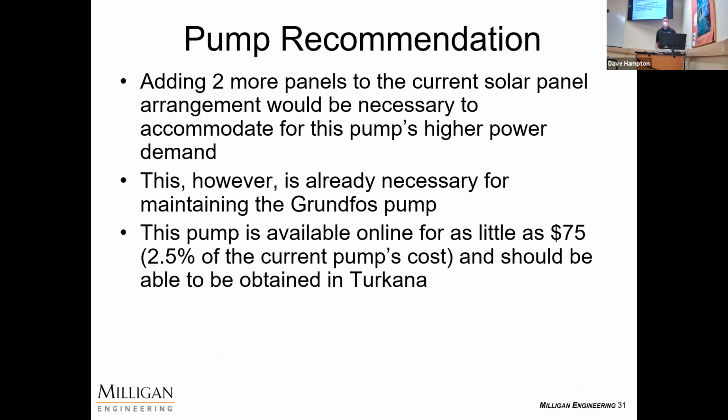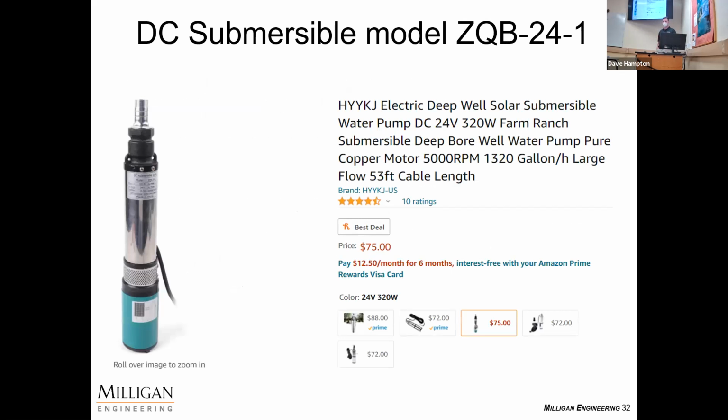Another recommendation I believe I touched on was adding more solar panels. This would provide the power necessary to accommodate the higher power band of 500 watts. This pump is also available online for as little as $75, which is 2.5% the cost of the current pump. And this pump can be obtained in Turkana. Those panels also work to sustain the current pumps against premature failure. So here is a snapshot of the Amazon ad, just to show you that it is real.